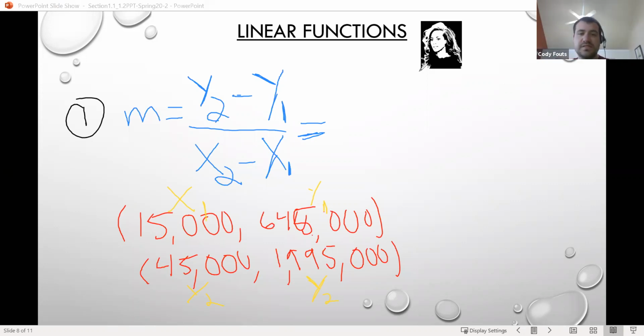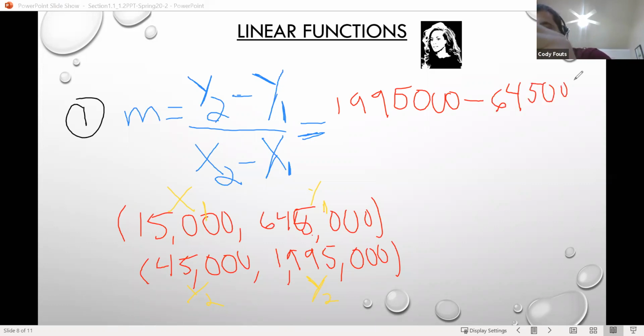Okay, so then we plug this information into the formula up above. So we'd have 1,995,000. Oh, excuse me for that bad 5. Minus 645 all over 45,000 minus 15,000.